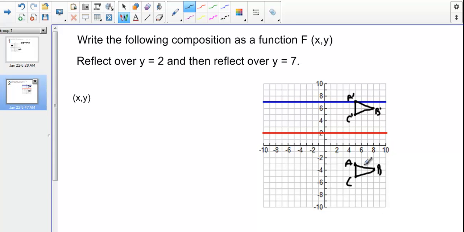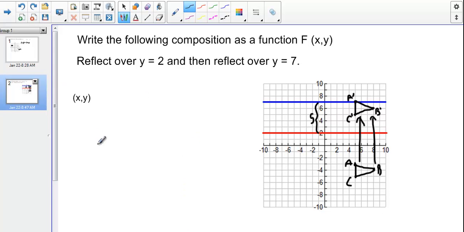What's happened is my triangle has just slid up by 10 units. It's a translation of 10, okay? What's the distance between 2 and 7? It's 5, and double that is 10. So just like we would expect when we reflect, the distance between the lines, which was 5 units, if I double that and translate, that's how far of a translation it is. And this is not a coincidence.